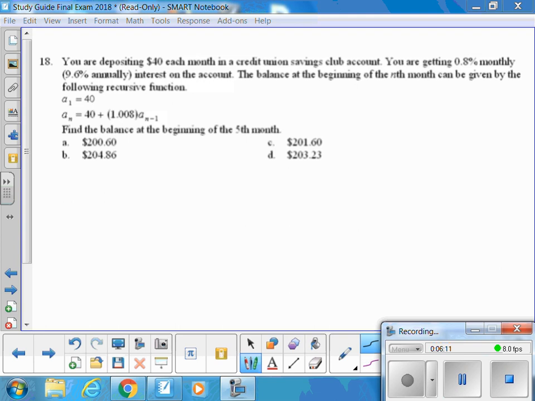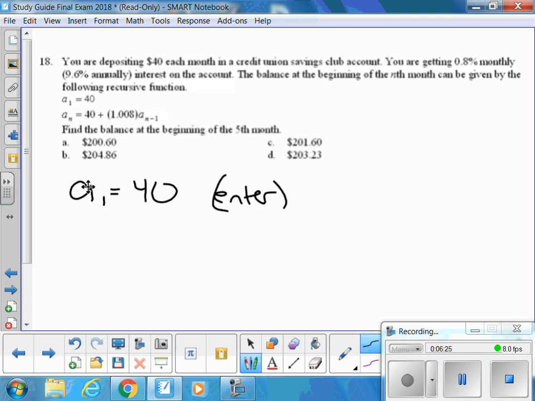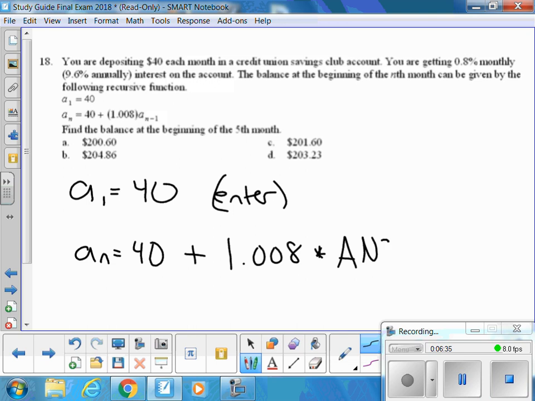Okay, so we can do this all in the calculator. Do these keystrokes with me. Hit 40, enter. That will get it going in your calculator. Then, you're going to want to type 40 plus 1.008 times the answer key. And to get the answer key, it's second negative button.